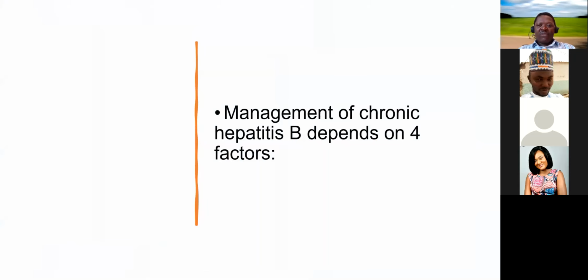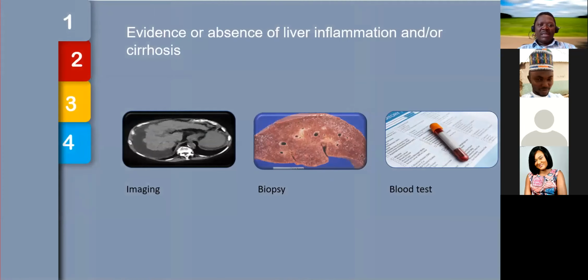There are about 4 factors that are important in the management of chronic hepatitis B. We will go through each one. One is when there is evidence or absence of liver inflammation and or cirrhosis. How do we determine this?